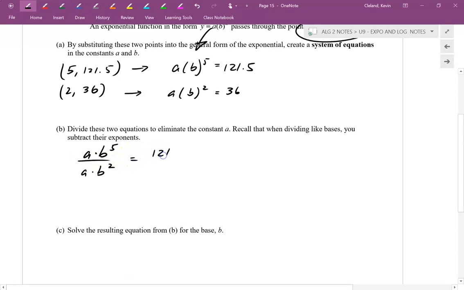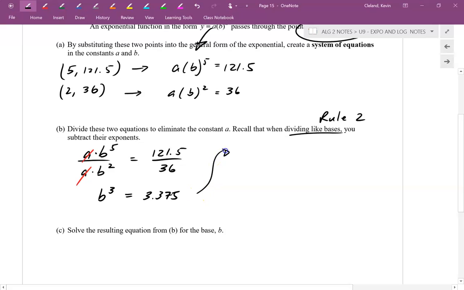Now, if I divide the left sides by each other, I'm going to have to divide the right sides as well. So that cancels out our a's. Anything divided by itself equals 1. And don't forget, this, I believe, was rule 2. If you go back earlier in the notes to our rules, we're going to subtract these exponents. We're going to get b to the third again, this time equals 3.375.